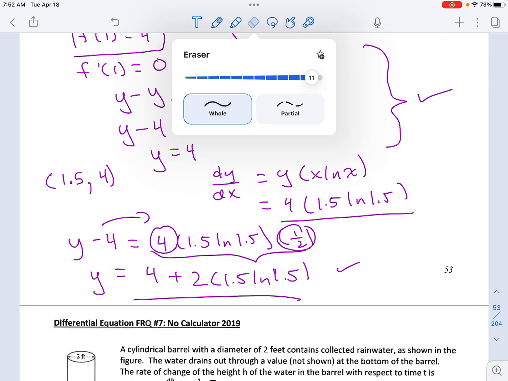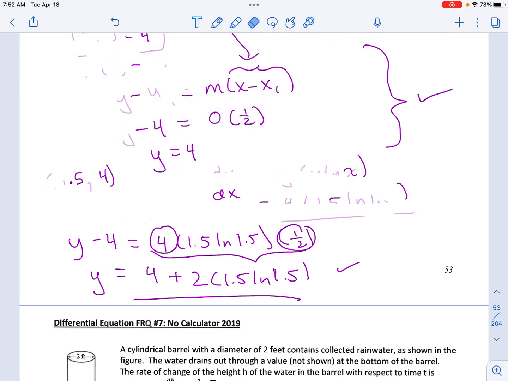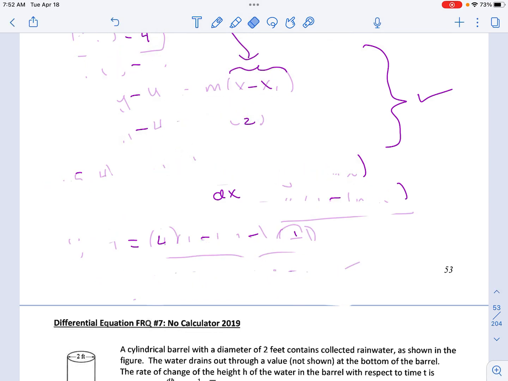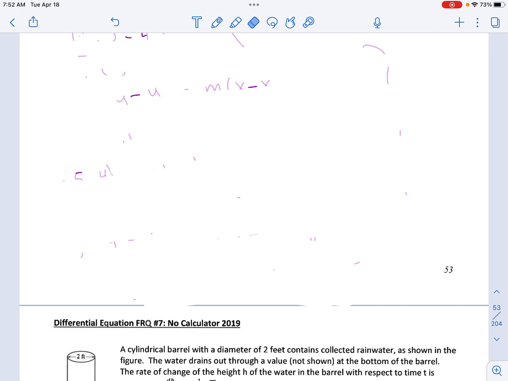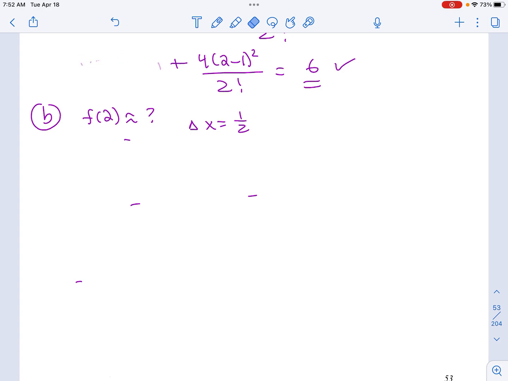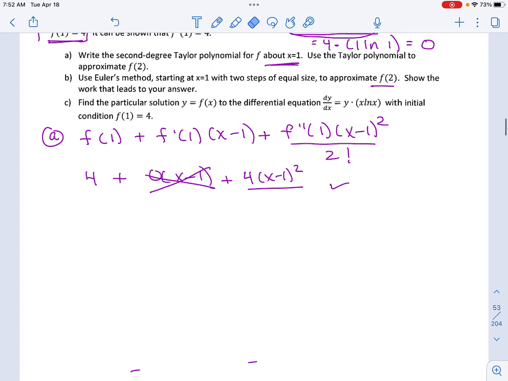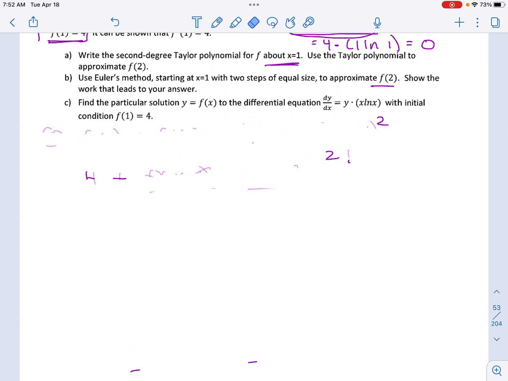Okay, now the last piece is asking us to go ahead and solve the differential equation. So it wants us to find the particular solution, which is basically you are solving for y. Anytime they ask you to solve a differential equation, we have to separate our variables. That has to be our first step.